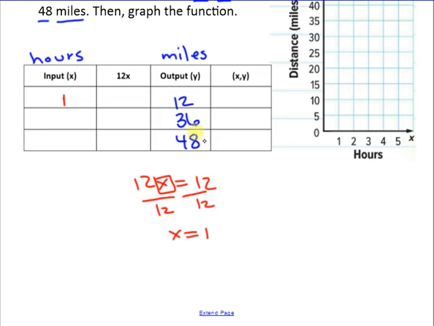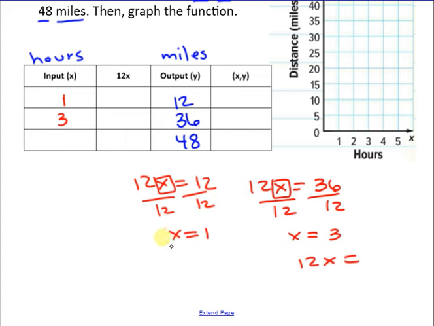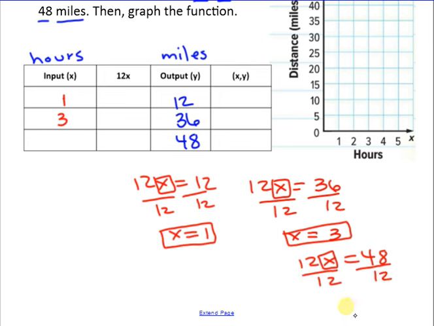Okay? Next one. 12x equals 36. Box our variable. Divide by 12. Divide by 12. x equals 3. Next one. 12x equals, let me box off my answers here, 48. Box my variable. Divide by 12. Divide by 12. x equals 4.